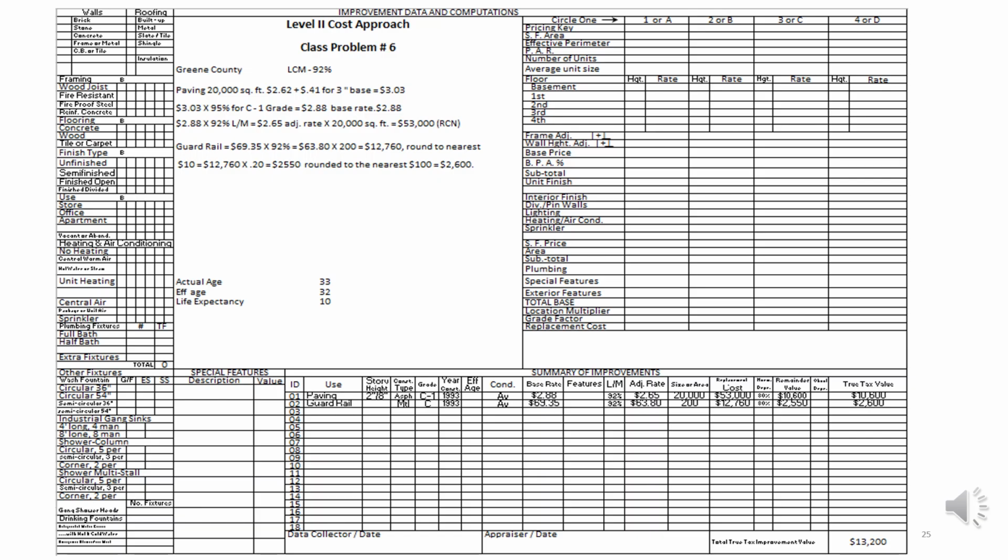We're going to do one item at a time before we move on to the next. So we're going to start with our use type of paving. Our story height, we're going to put our 2-inch over our 8-inch base. The construction type is asphalt. It's a C-1 grade, built in 1993 in average condition. So we're going to go back up to our sketch grid. We have that our paving was 20,000 square feet.